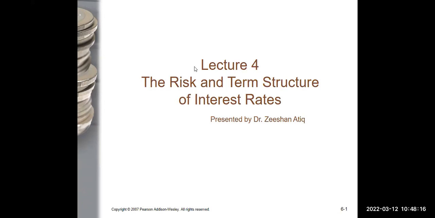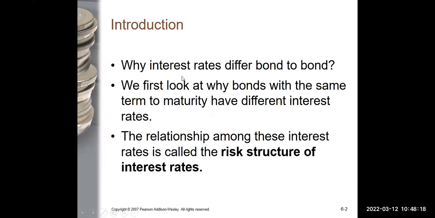This particular chapter is an interesting chapter. It will explain why interest rates differ from bond to bond. One bond gives you a return which is different from the other bond, and why this happens. Understandably, if a bond differs from another in terms of time period, risk exposure, or denominations, you will have to pay a different rate on that bond. So we first look at why bonds with the same term of maturity have different interest rates.